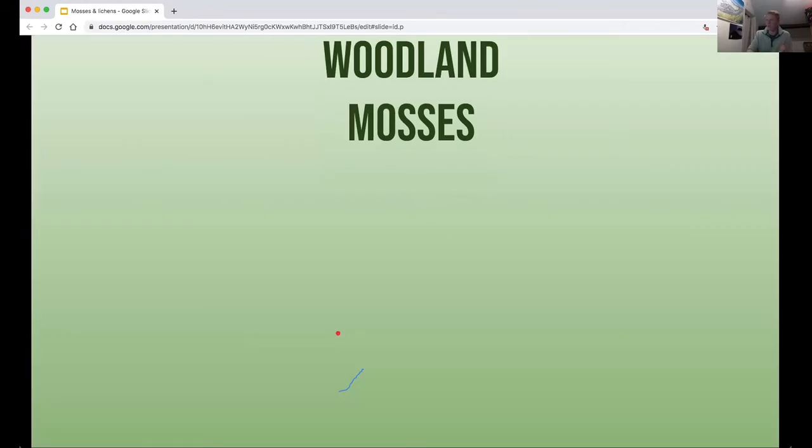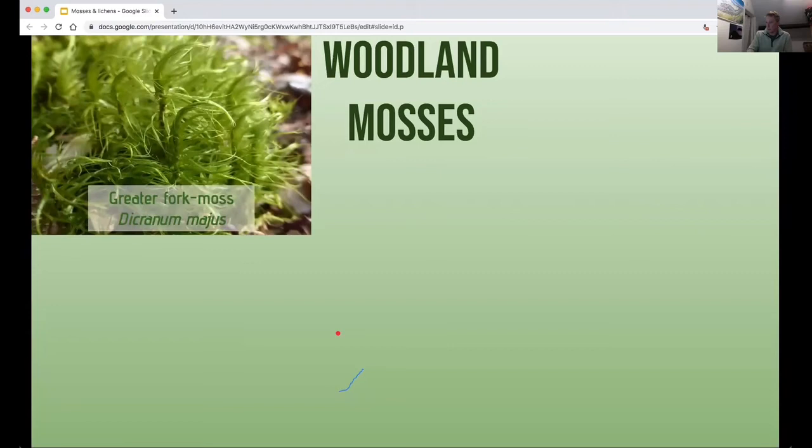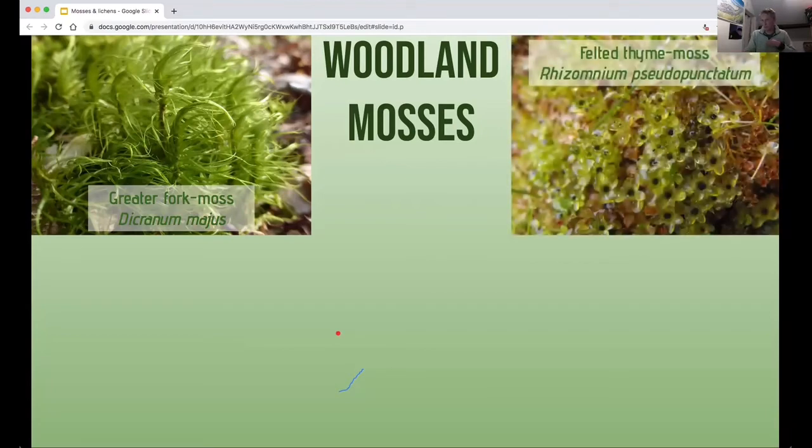Woodland environment, a beautiful, damp, humid environment, perfect for the growth of mosses. And again, I try to select ones which are fairly common, but they've also got common names, because it's very easy to hide behind the species names. We used to call this one an eyebrow moss, because it looks like big bushy eyebrows. Greater fork moss. Again, the habitat is the base of trees, in woodland leaf litter, and you'll find it in damp areas along riverbanks.